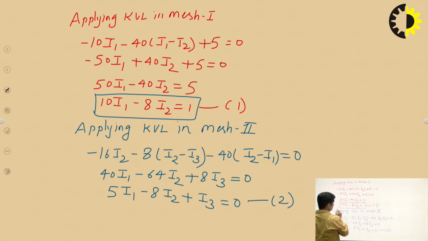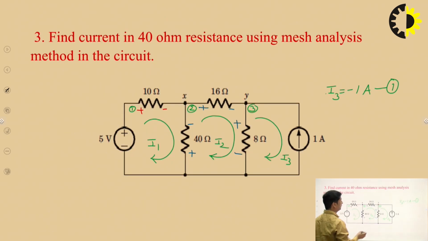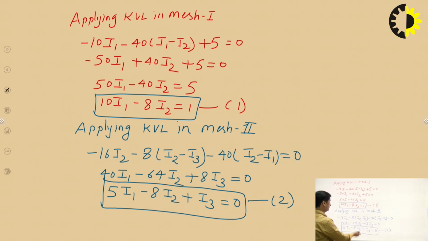This is first equation. This is our second equation. Now, third equation we have already determined, i3 is equal to this. So, i3, we can put the value of i3 over here. And if we put the value of i3, we have two variables, i1 and i2. And if we put the value, we will get the values of current.